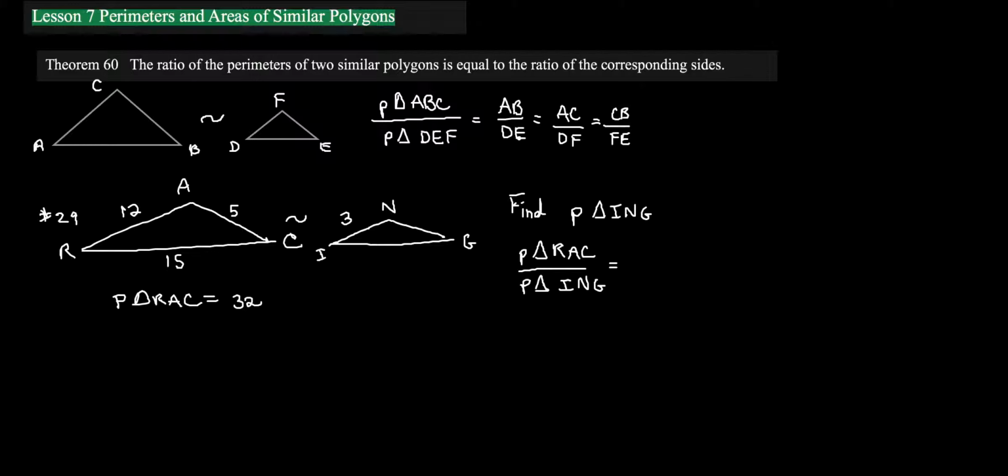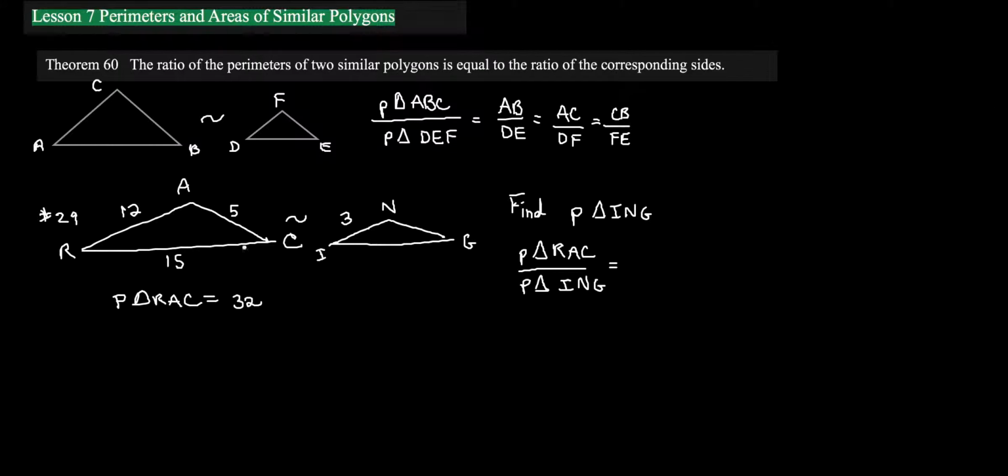their corresponding sides. So if you find the perimeter of ABC and put it over the perimeter of DEF, it will be the same ratio as if you put AB over DE, which would be the same ratio as AC over DF, which is the same ratio as CB and FE. So let's try a problem. There's only 2 theorems and 2 problems to do in this video.